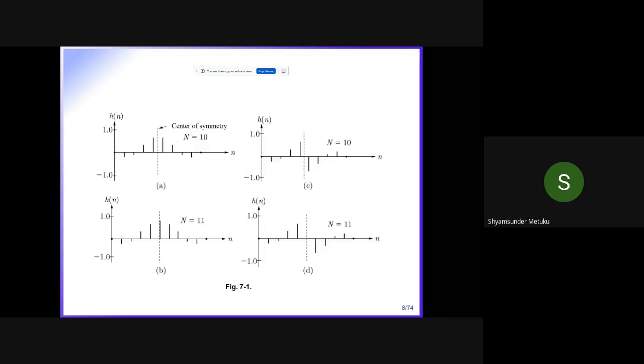So how many total possibilities do you have? 4 different possibilities for a linear phase filter. Yes, sir. These 4 are called type 0, type 1, type 2, type 3 filters. Now try to understand. The linear phase FIR filters are categorized based on the behavior of the samples. If the number of samples is even and it is following the symmetry, it is type 0. If the number of samples is odd and it is following the symmetry, it is called type 1. If the number of samples is again even but skew symmetry, type 2.